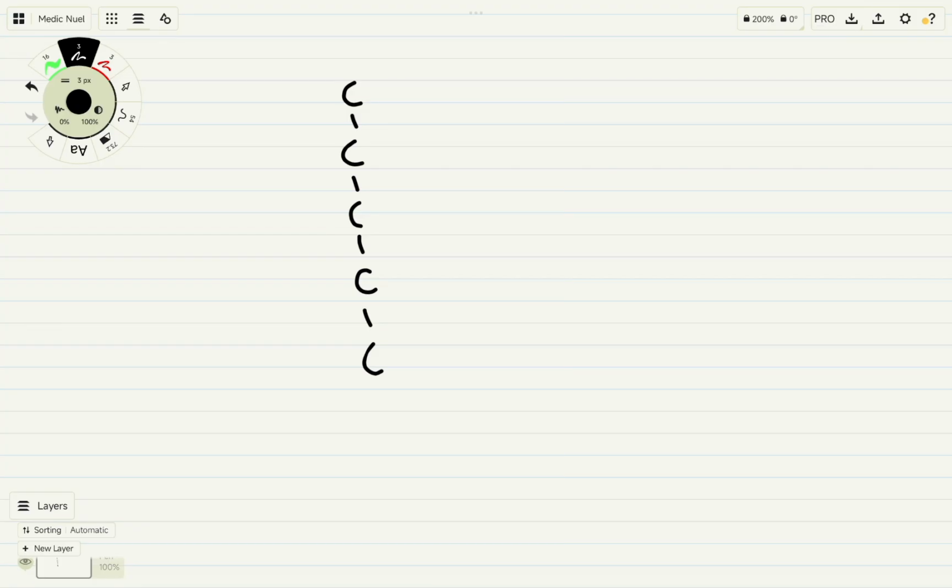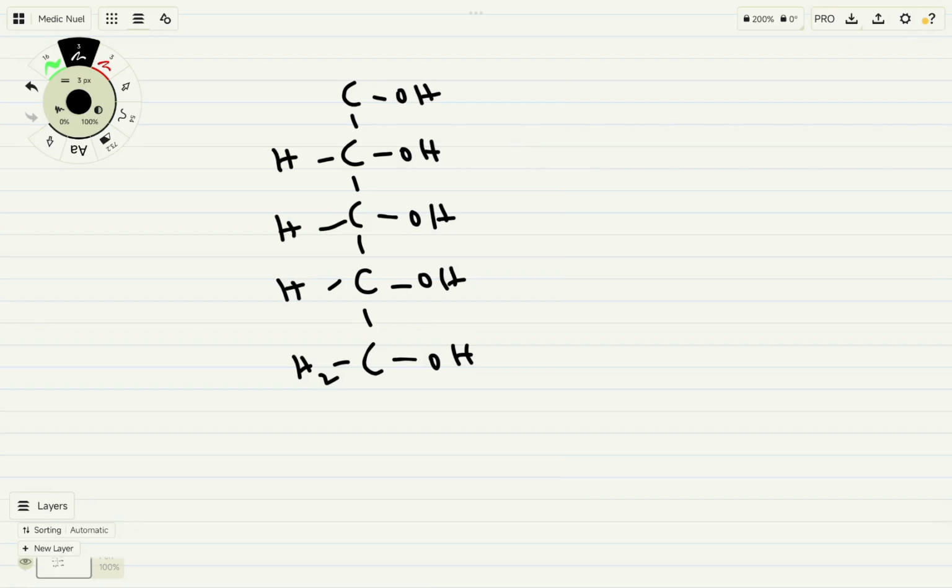So for an aldose, what did I tell you about aldose? For an aldose, our hydrogen is going to be removed from the first carbon. Let's put the OH. Then this is going to be H2, this is going to be H, this is going to be H, this is going to be H, and this is also going to be H2, definitely.